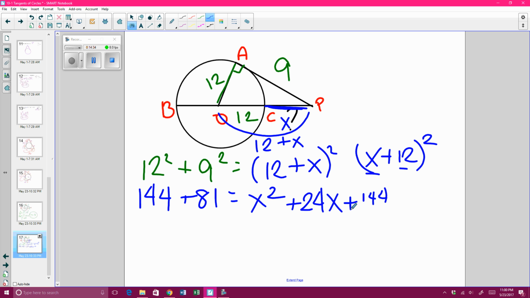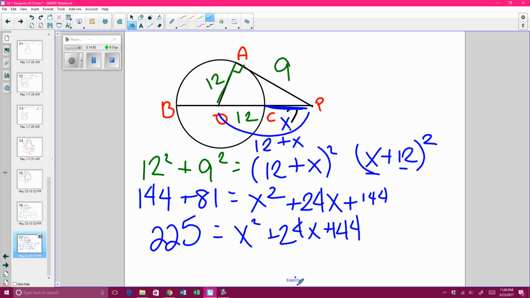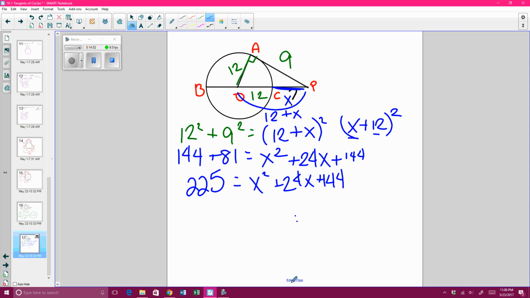If you combine like terms over here, you'll see that this winds up being 225. That equals X squared plus 24X plus 144. Go ahead and take away 225 on both sides. So you're left with nothing over here. That's how we know we can factor. X squared plus 24X. And I'm taking 144 and I'm subtracting 225 from both sides. So that gives me negative 81.